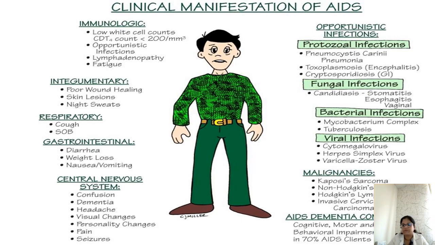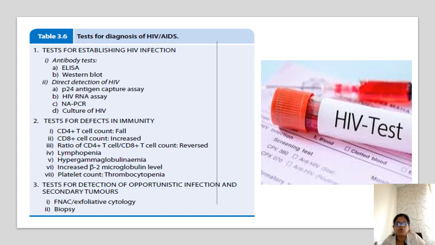AIDS dementia complex, where you have cognitive, motor, and sensory disorders along with behavioral impairment, occurs in 70% of cases. So how do you go for the laboratory diagnosis of this HIV AIDS case? Tests for establishing the HIV infection would be antibody tests by ELISA or Western blot, whereas direct detection of the HIV virus particles is by P24 antigen capture assay, HIV RNA assay, nucleic acid PCR, and culture of HIV.